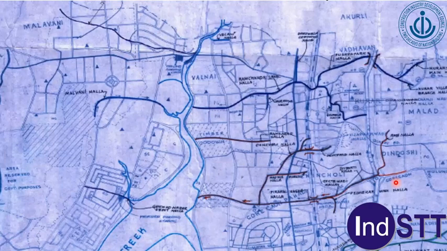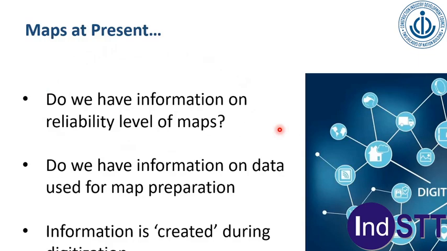So where does the problem start? The problem starts when we are given a map today, let's say a beautiful printed CAD map. Do we have information on the reliability level of these maps? Does the map mention anywhere that you can rely on it 100% or 50% or 25%? The answer is no. Do we have information on the data used for map preparation? How the map has been generated? The answer is no.